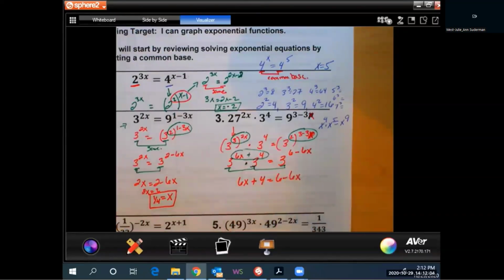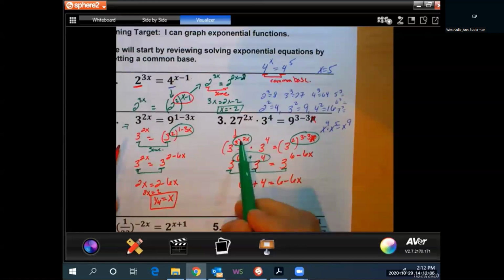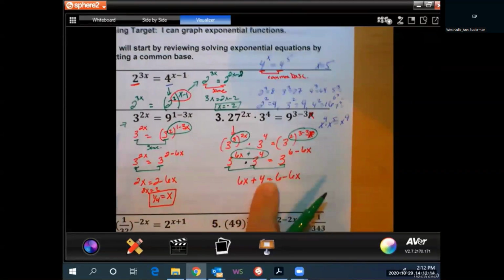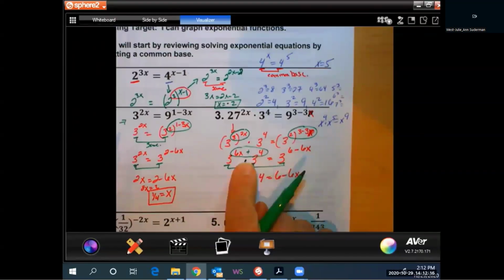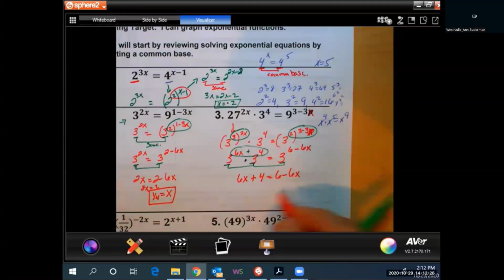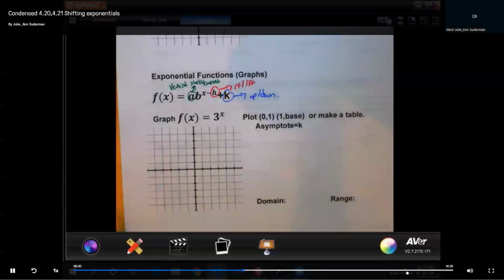So you have two things going on. You have the power rule where you have to multiply, and since you're multiplying the bases, you're going to add when you drop the bases and make your little algebraic equation here. You have to remember, since I'm multiplying here, I'm going to have to add those. And then we have our nice little algebra 1 question. That's the good news.